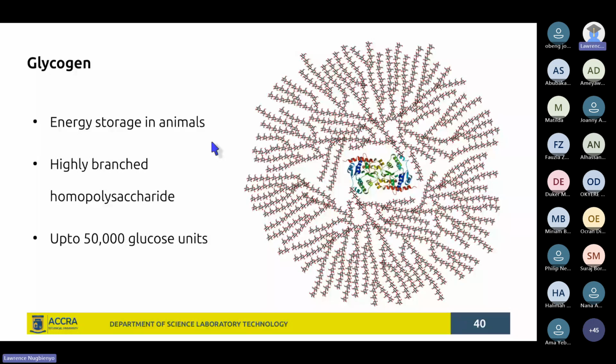that can undergo metabolism to generate energy. But here you have the glycogen molecule being heavily branched, so that when there is a need for the glycogen to be broken down, there are various ends of this molecule that the glucose molecules can be broken from. And this is a homopolysaccharide because it's made up of only glucose units. So it's a homopolysaccharide, heavily branched. And you can have up to 50,000 glucose units in a mature glycogen molecule.